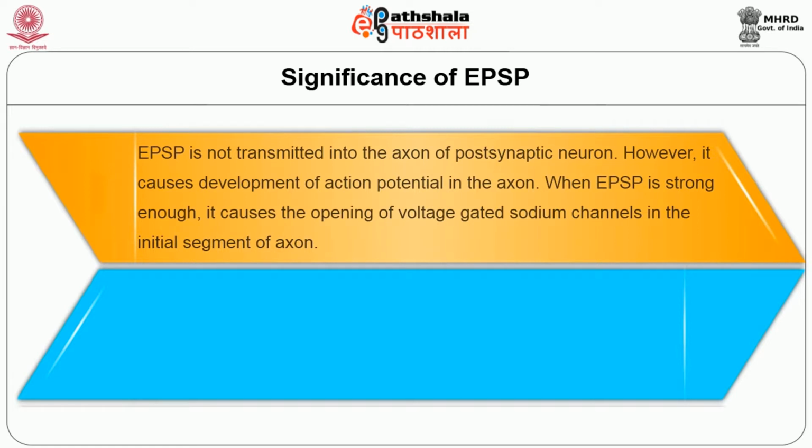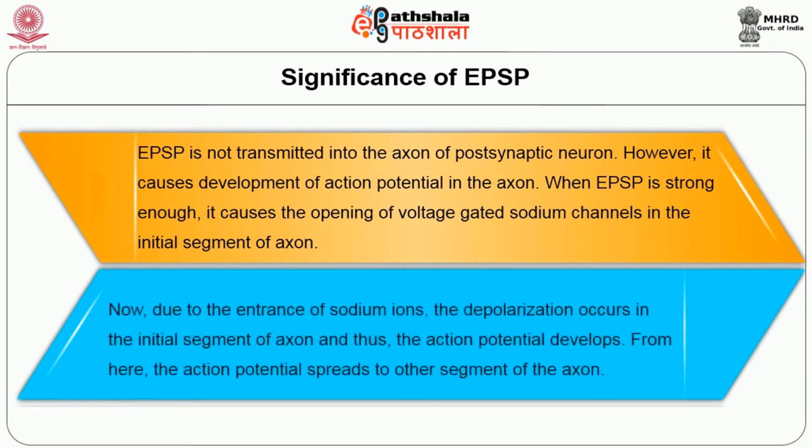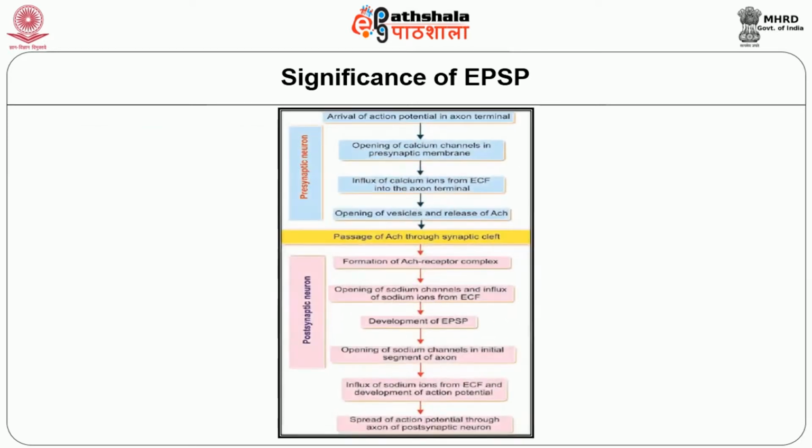When EPSP is strong enough, it causes the opening of voltage-gated sodium channels in the initial segment of the axon. Now, due to the entrance of sodium ions, depolarization occurs in the initial segment of the axon and thus the action potential develops. From here, the action potential spreads to other segments of the axon. The following figure shows the sequence of events during synaptic transmission.